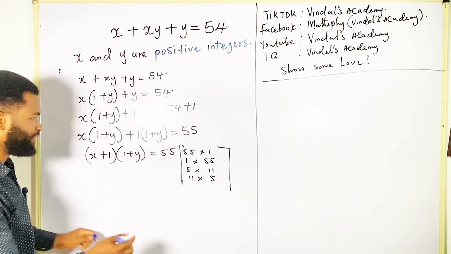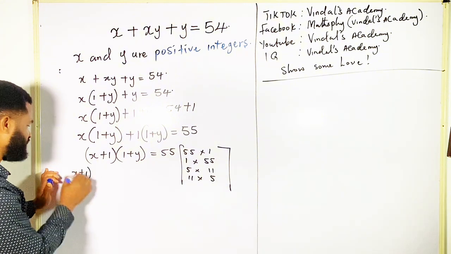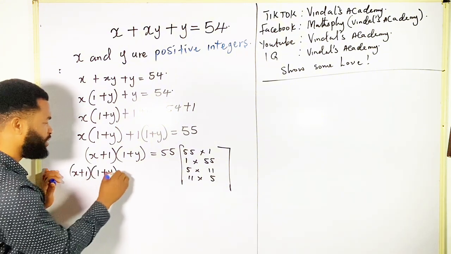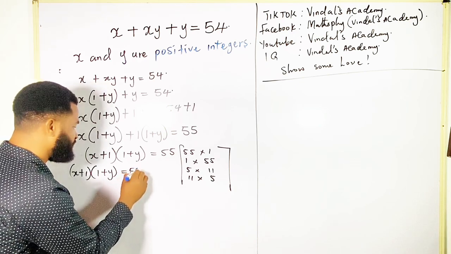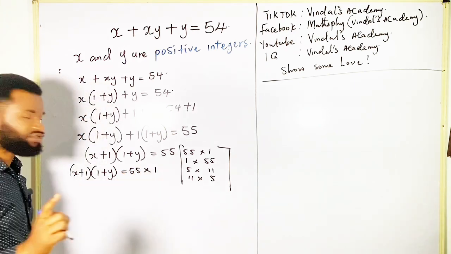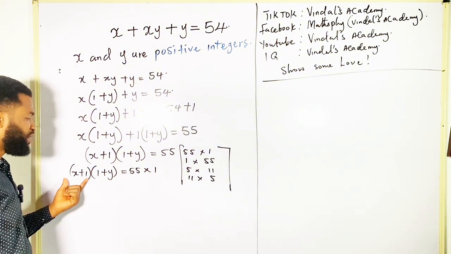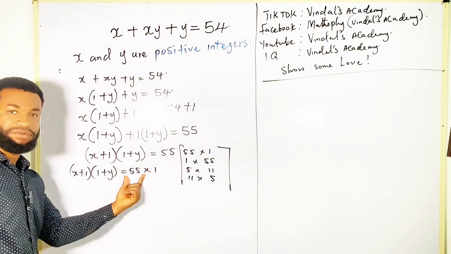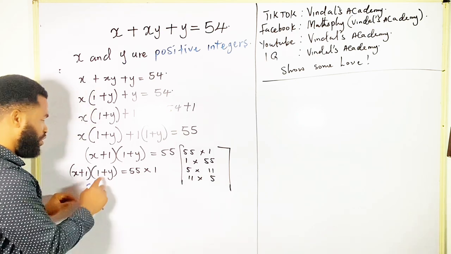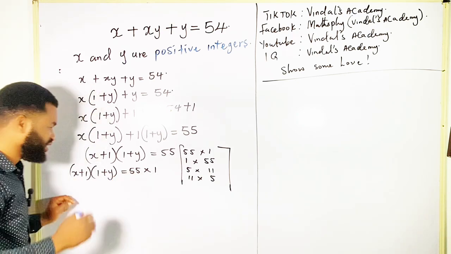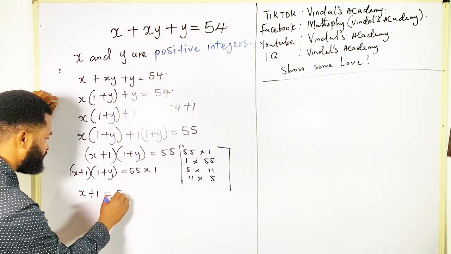Now, in this case, I'm going to have x plus 1 bracket 1 plus y, which is going to be, instead of 55, I'll write their factors. I'm going to have 55 times 1, such that on the left hand side by inspection, you can say that x plus 1 times 1 plus y is going to be 55 times 1. So it's either one of these is 55 or it is this that is 55. But this is what I'm going to do. I'm going to say that x plus 1 is going to be equal to 55.